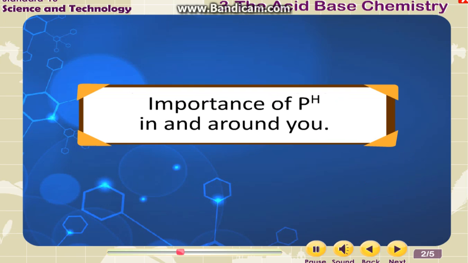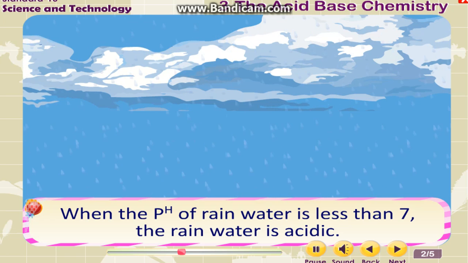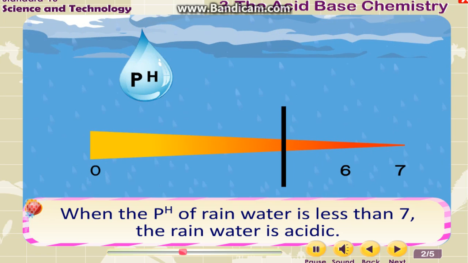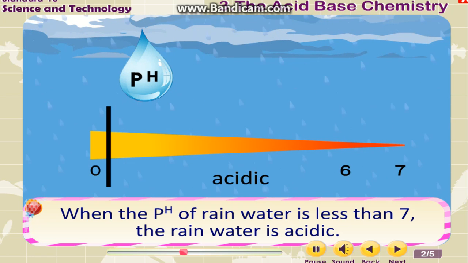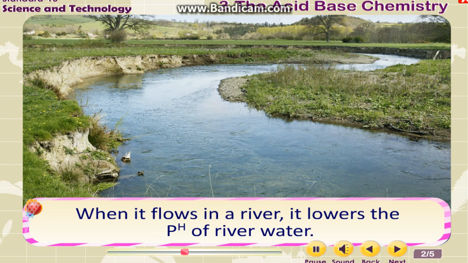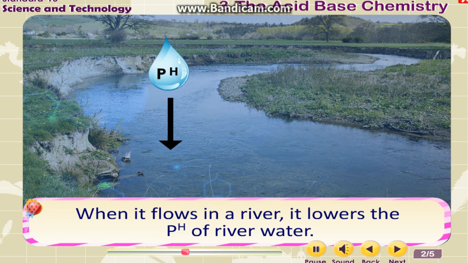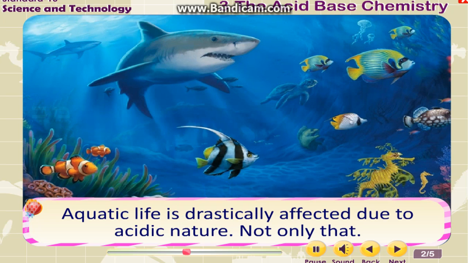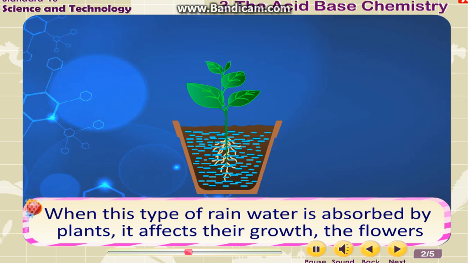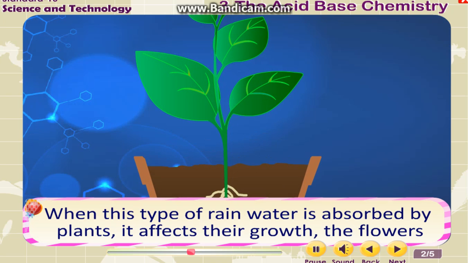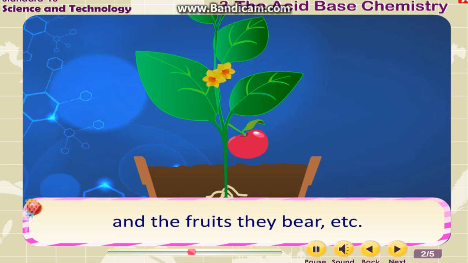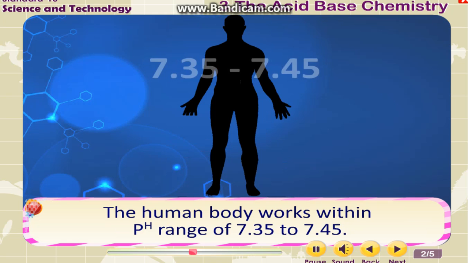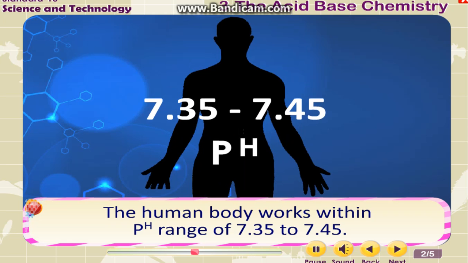Importance of pH in and around you. When the pH of rainwater is less than 7, the rainwater is acidic. When it flows in a river, it lowers the pH of river water. Aquatic life is drastically affected due to the acidic nature. Not only that, when this type of rainwater is absorbed by plants, it affects their growth, the flowers and the fruits they bear, etc. The human body works within pH range of 7.35 to 7.45.